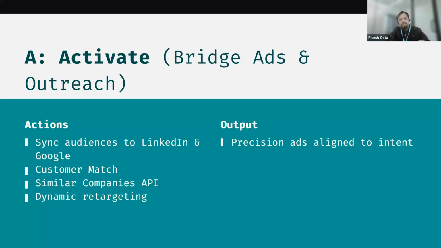You can do dynamic retargeting, for example, if they visit your website, check out your pricing page, do the dynamic retargeting as well. The output will be precision ads aligned to intent. That's the output. What you try to achieve is that there is an intent and then you are running ads with respect to the intent, right? So the ads will be super precise, aligned to the intent.